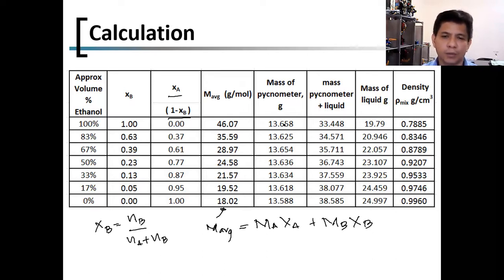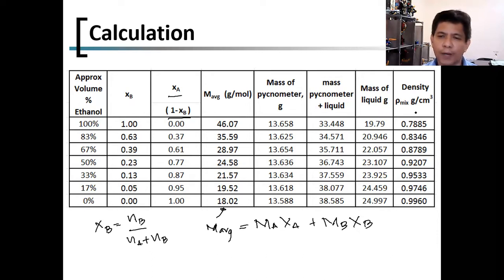And then you weigh the pycnometer. This is the weight of the pycnometer. Then you fill the pycnometer with liquid, and weigh it again after drying it using some lint-free paper. So this is the mass of the pycnometer plus liquid. You subtract this column from this column, and you get the mass of the liquid, or the mass of the solution.